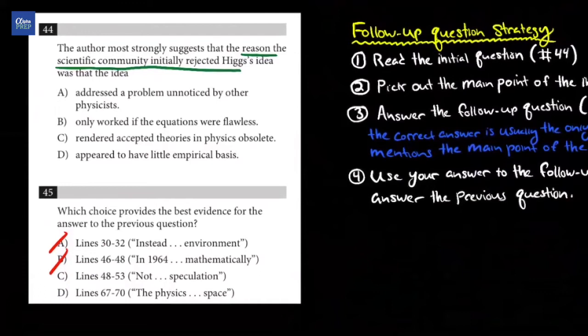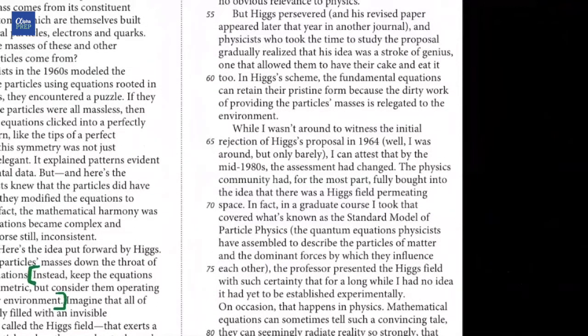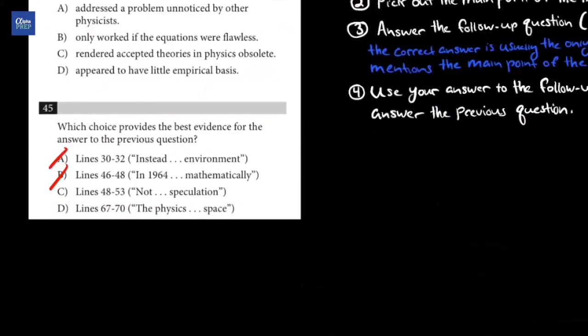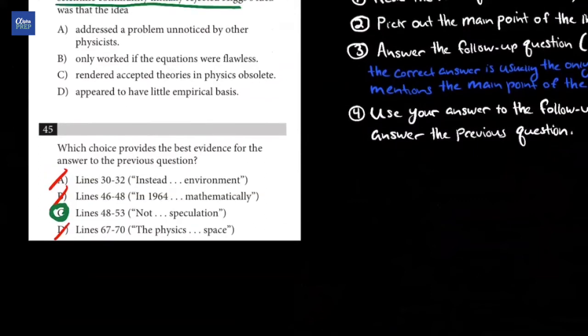Let's take a look at answer choice D just to be careful, lines 67 to 70. So the physics community had, for the most part, fully bought into the idea that there was a Higgs field permeating space. And this is actually the opposite of rejecting something. It's saying the physics community had fully bought into the idea. So we can eliminate answer choice D. And the answer to number 45 is C. It seems like it's overwrought speculation.